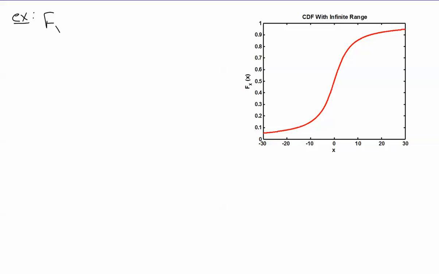The cumulative distribution function shown in this curve can be written this way: 1/2 times (1 plus 2 over pi times the arctangent of x over 5). All right.